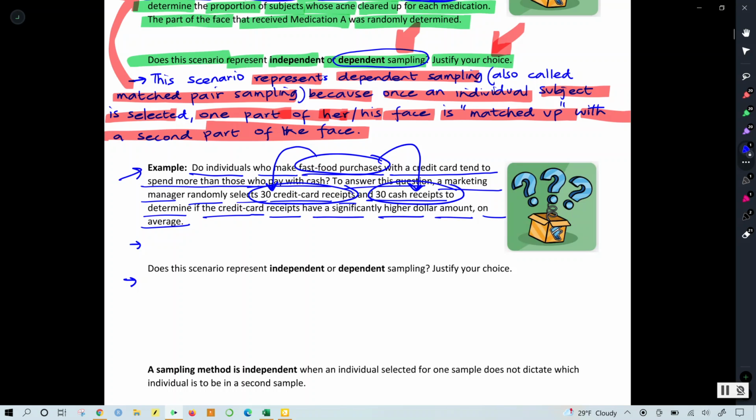But since you have different people who make the 30 credit card receipts chosen and different, or possibly the same, 30 cash receipts made by randomly selected individuals, this shows that these receipts have nothing to do with these receipts. So this would be a case of independent sampling.